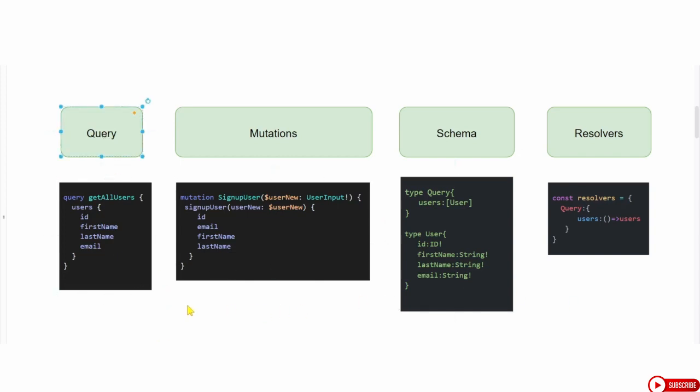So what is this query? Think of this query as a GET request in case of REST API. Whenever you want to get some data from your GraphQL server, you query it. Here I have written a typical syntax for query. This is how your query looks.